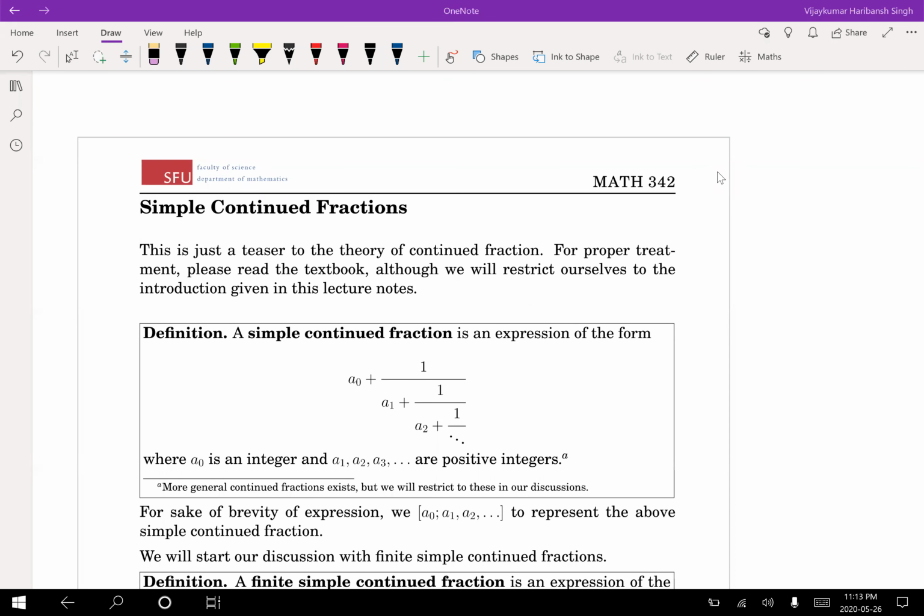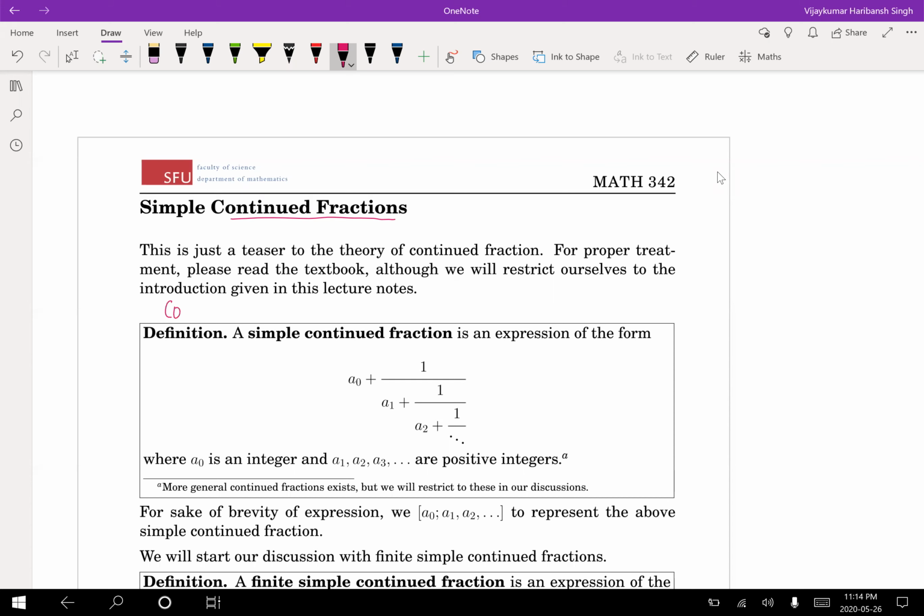Welcome students. We want to discuss the concept of continued fraction. So note that this set of notes is a very small minor teaser to the theory of continued fractions. For proper treatment, you should read the textbook, and for a better treatment, you should read some books.